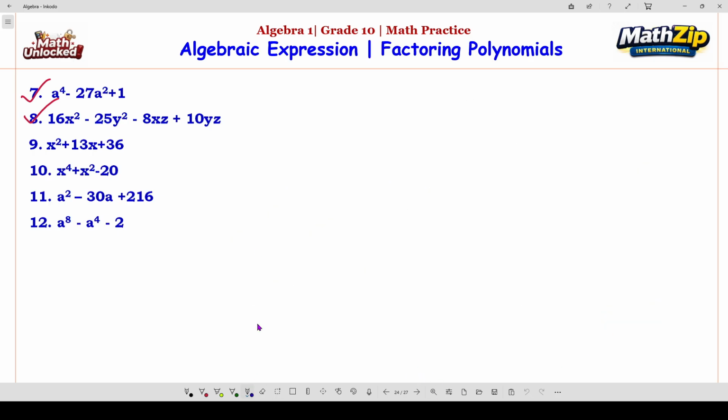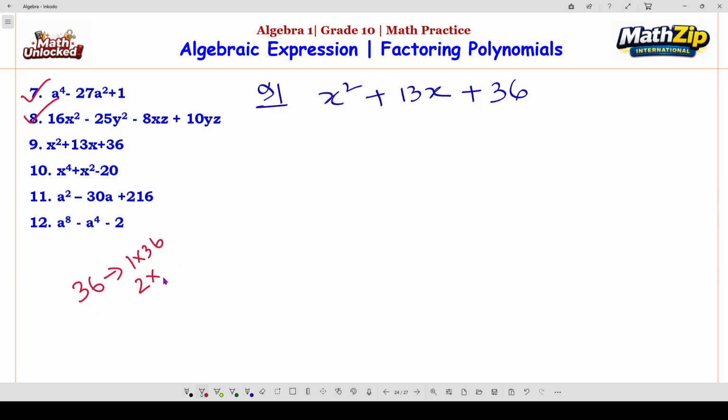Question 9. We can write x square plus 13x plus 36. So if we factorize this 36, we can get 1 times 36 equals 36, 2 times 18 also 36, 3 times 12 also 36, then 4 times 9 is 36. Now look, 4 plus 9 equals 13.